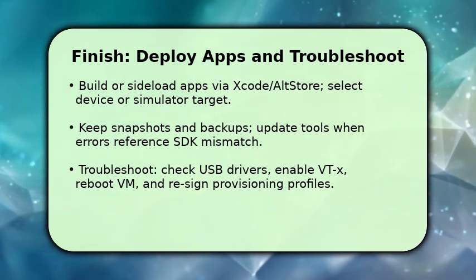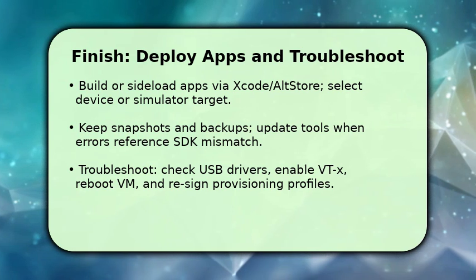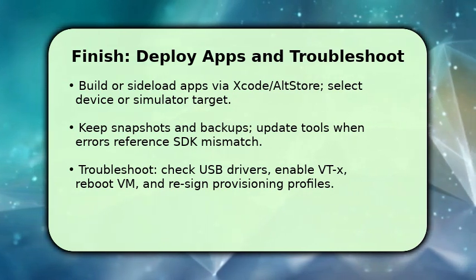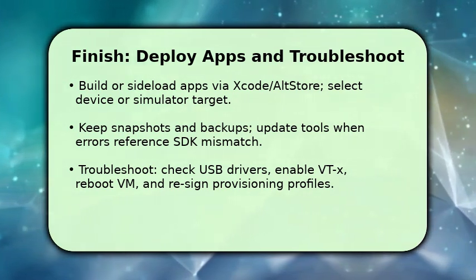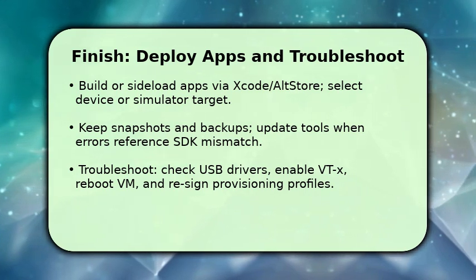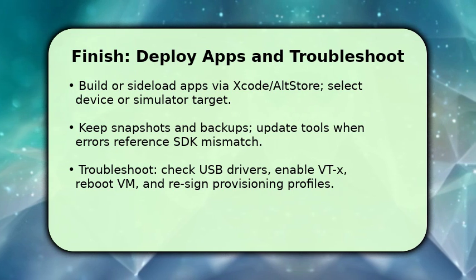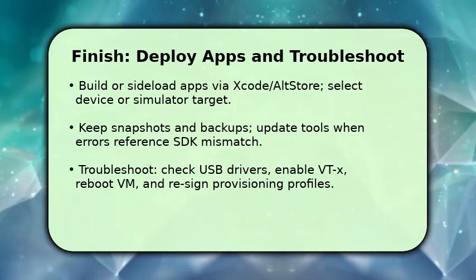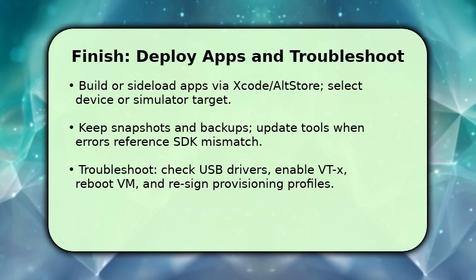Keep VM snapshots and backup provisioning profiles so you can revert when updates break compatibility. If something goes wrong, first check USB drivers and that VT-x is enabled, reboot the VM, and re-sign provisioning profiles as needed. These steps resolve most connectivity and deployment failures quickly.